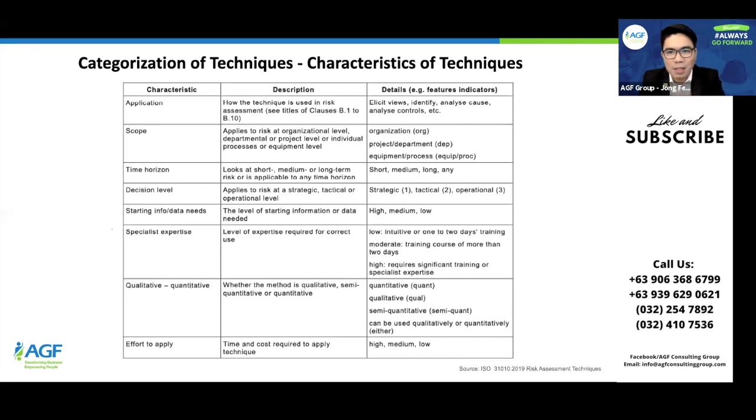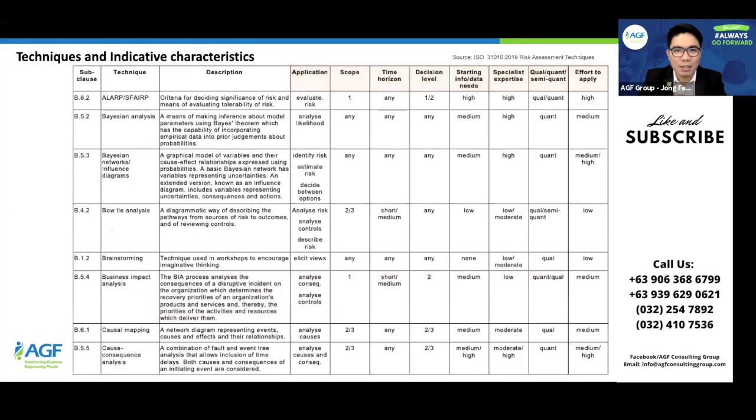Is it organization, project, department, or equipment? So in this case, the score there is 1 because the tool is used at an organization level. All right, so that's why you see there it's 1. When you see 1, it's organizational level. So business impact analysis, you use this particular tool all across the organization.